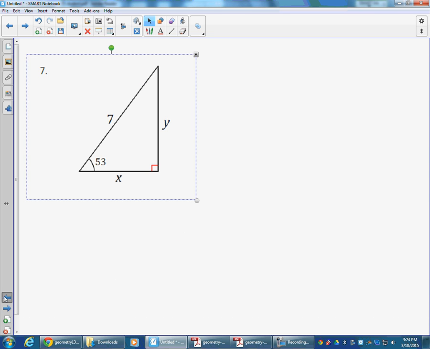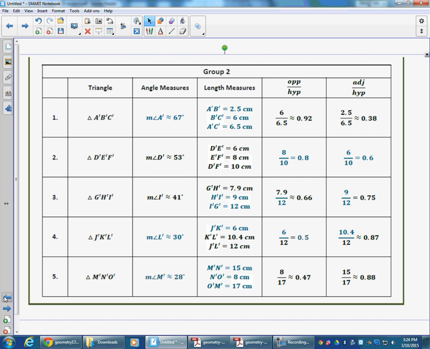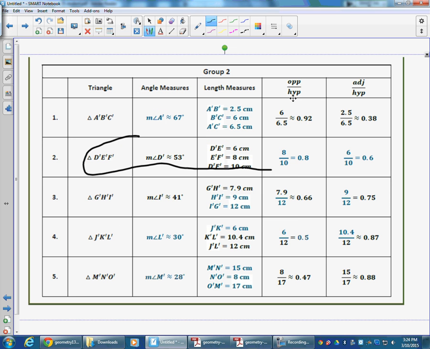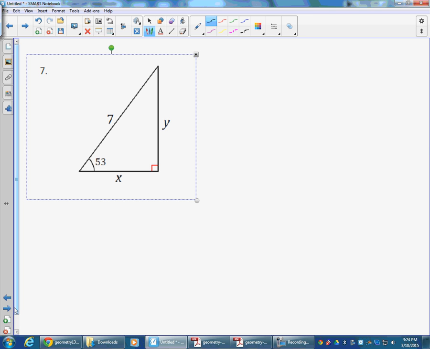So I'm going to come back over here to either group 1 or group 2. So here's a 53-degree angle right here. Let me circle it. When I have a 53-degree angle, the opposite divided by the hypotenuse is always going to turn out to be 0.8, and the adjacent divided by the hypotenuse is always going to turn out to be 0.6. So in this particular problem, the opposite divided by the hypotenuse should be 0.8, and the adjacent divided by the hypotenuse should be 0.6.